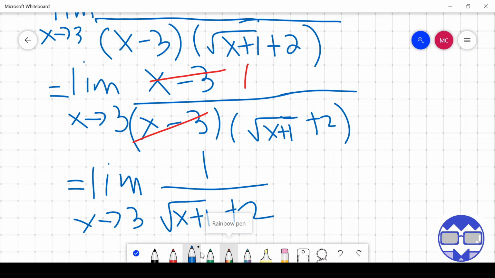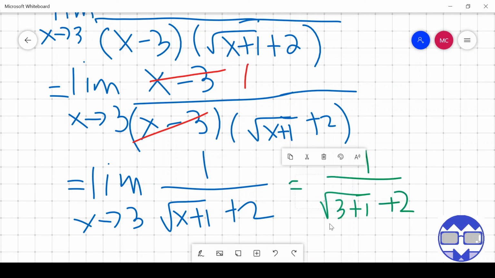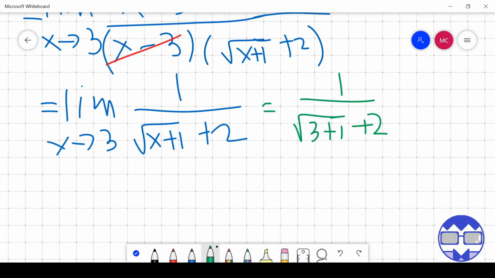Using substitution, this will give us 1 over square root of 3 plus 1 plus 2, which is, square root of 3 plus 1 is 4, square root of 4 is 2, so you'll have 1 over 2 plus 2, which is again 1 over 4. So again, this is 0.25 in decimal form.